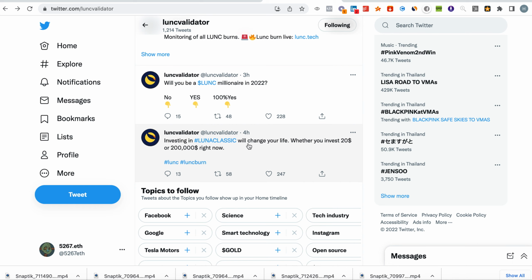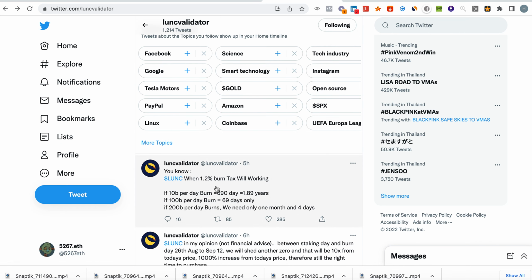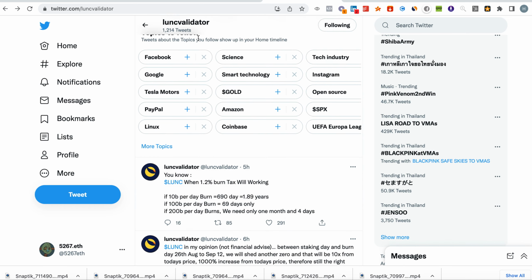Look here, they said investing in Luna Classic will change your life, whether you invest $20 or $200,000 right now. And they say that whatever you put in, it will be x 100,000. Okay, so here you can see, if 10 billion per day burn, 690 days, 1.89 years. If 100 billion per day burn, 69 days to reach the all-time high. If 200 billion per day burn, we need only 4 months and 4 days. So you can see that a lot of things could happen for Terra Luna Classic.